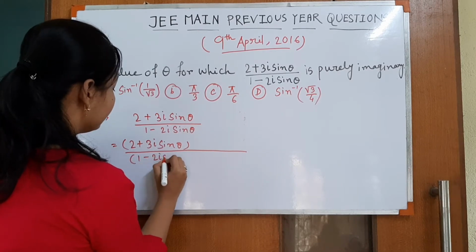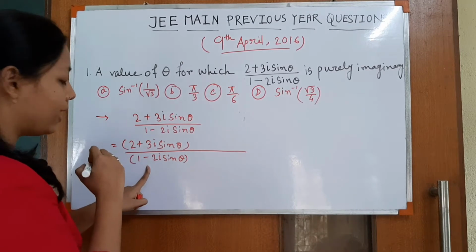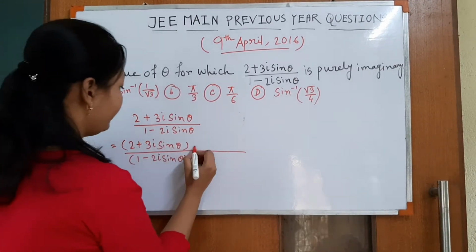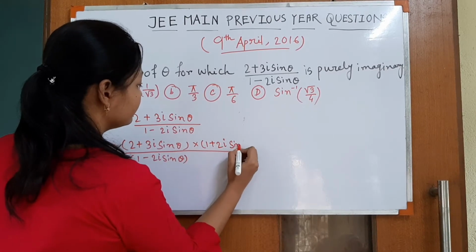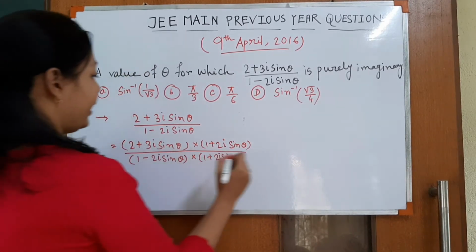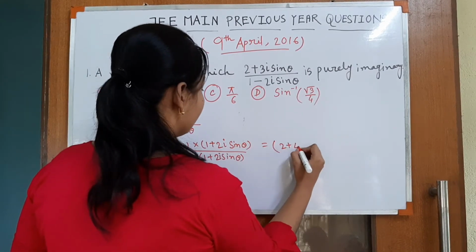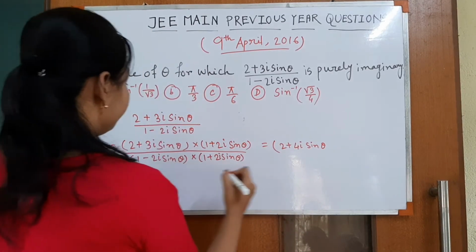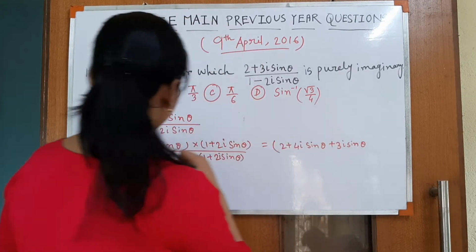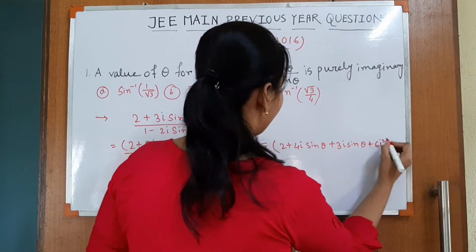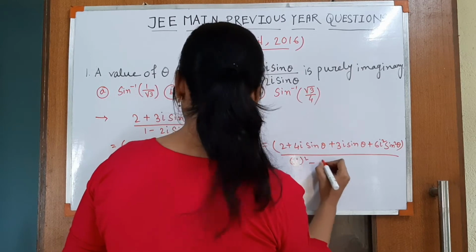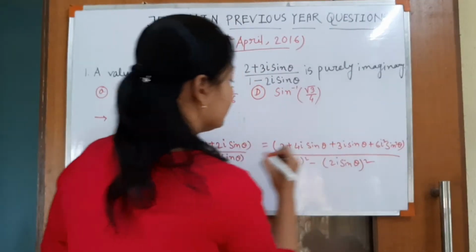First, we multiply the conjugate part, that is 1 plus 2i sin theta, with the numerator and denominator. Okay. Then we get 2 plus 4i sin theta plus 3i sin theta plus 6i square sin square theta by 1 square minus (2i sin theta) whole square. Okay.